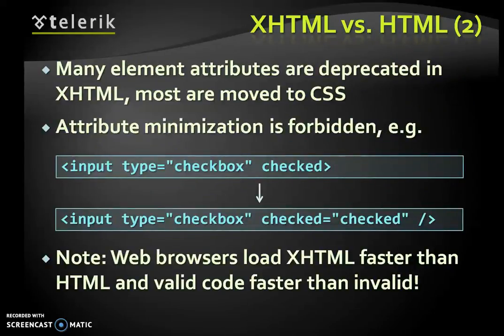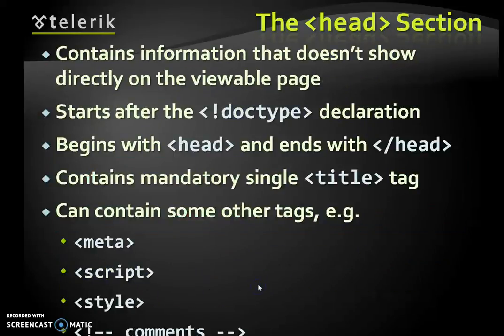XHTML versus HTML: many element attributes are deprecated in XHTML. Most are moved to CSS. Attribute minimization is forbidden. Example: the input tag, which is used for a checkbox. Web browsers load XHTML faster than HTML, and valid code faster than invalid code.